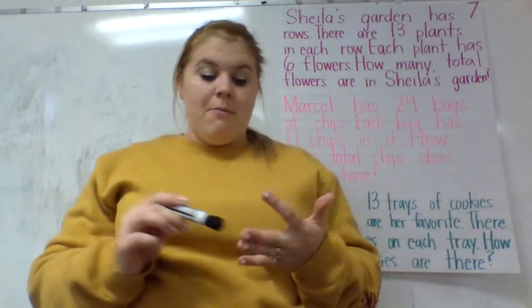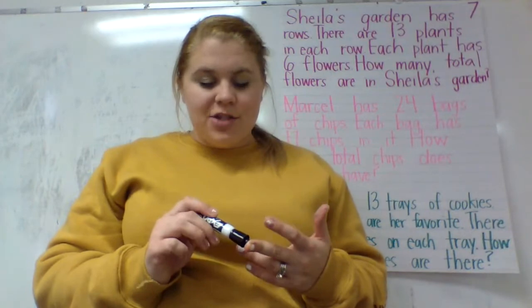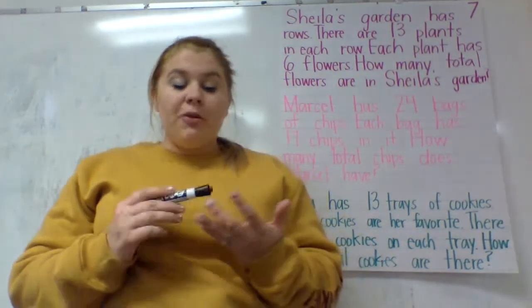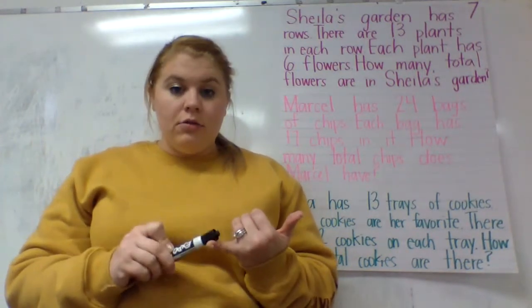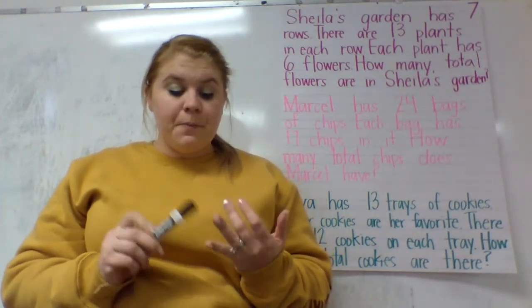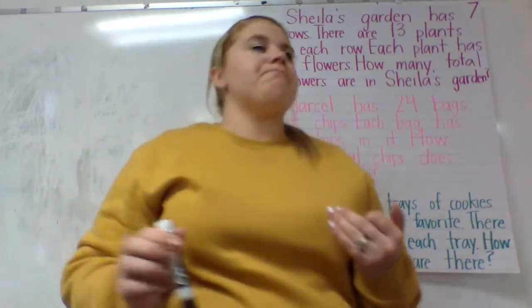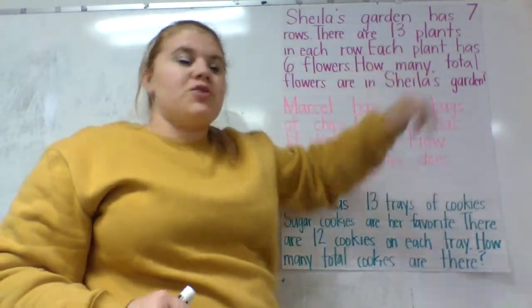What's my end game? And then, when I know what it is they want, how do I find that answer? Do I add? Do I subtract? Do I multiply? Or do I divide? So before we ever start, we've got to figure out, do I need all of this information? What do they want from me? And how do I give it to them? So then we'll start looking at numbers. So we're going to do the first one.